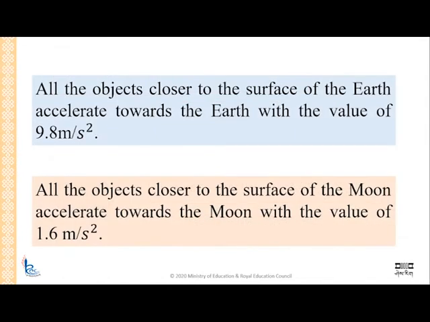Now, the conclusion we make here is all the objects closer to the surface of the earth accelerate towards the earth with the value of 9.8 meter per second square. Similarly, all the objects closer to the surface of the moon accelerate towards the moon with the value of 1.6 meter per second square.